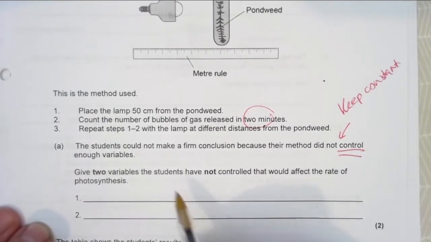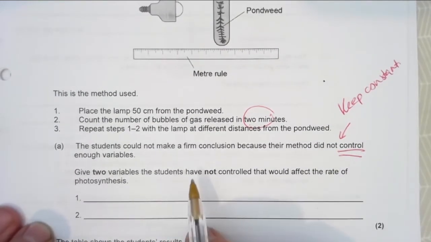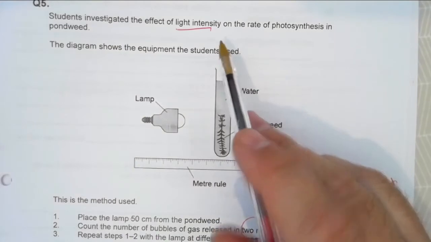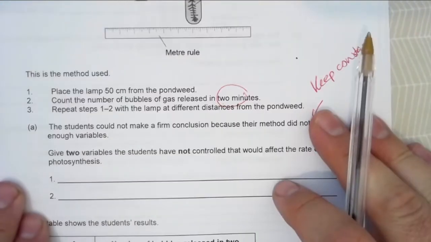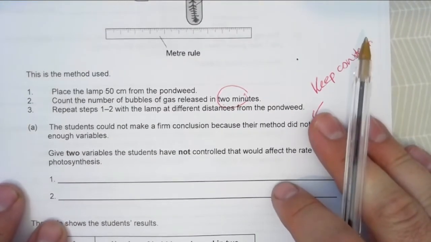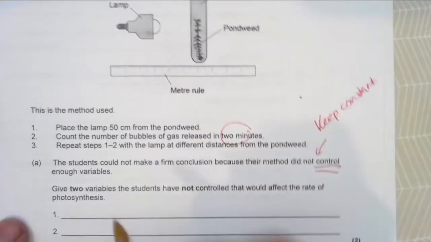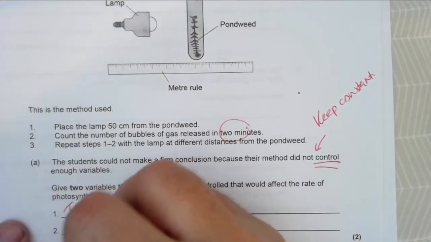So 2 variables that they did not control that would affect the rate of photosynthesis. And we'll go back to those idea of limiting factors. We're changing light intensity. That means we'll need to keep carbon dioxide concentration and temperature constant. And they've not done that. So we'll start off with temperature.